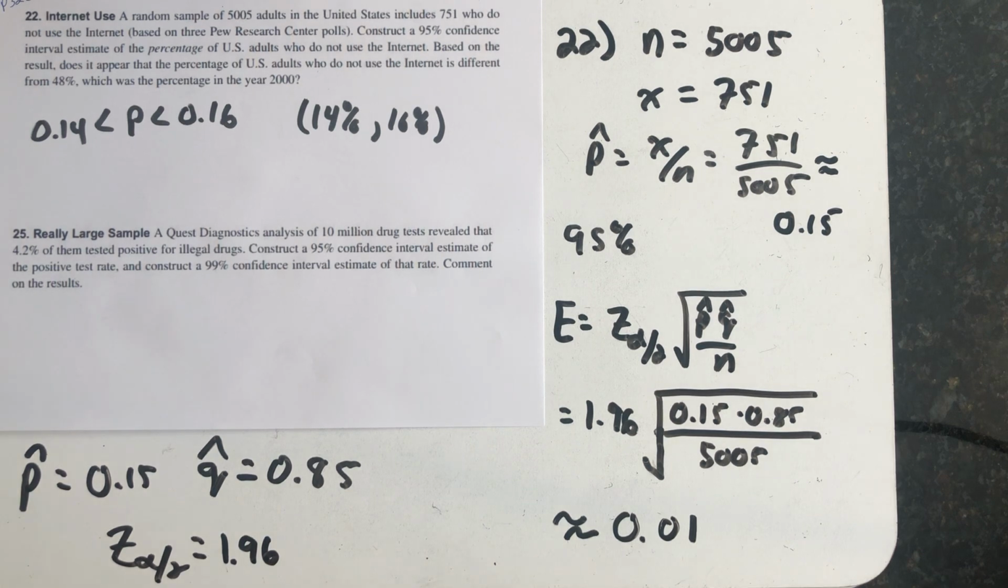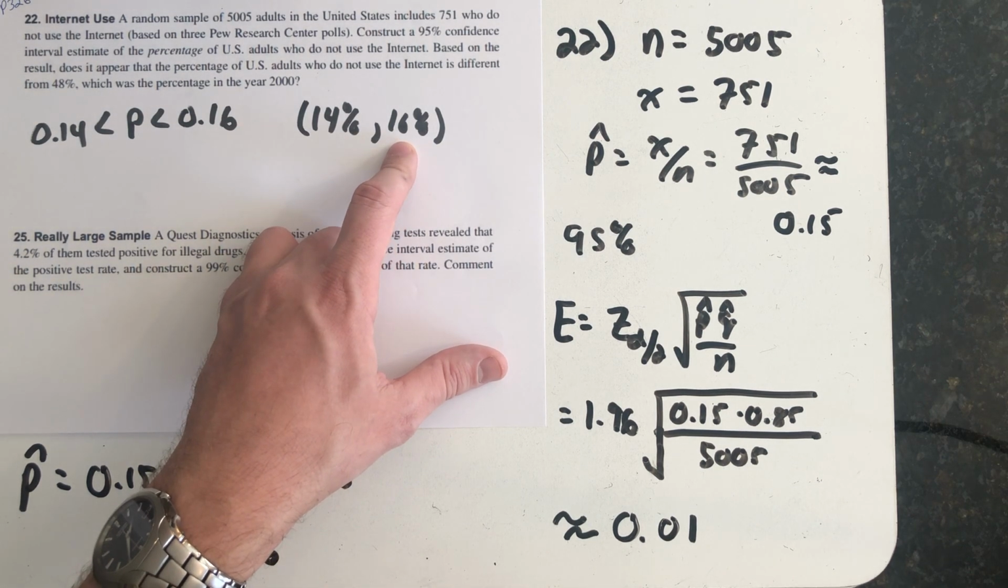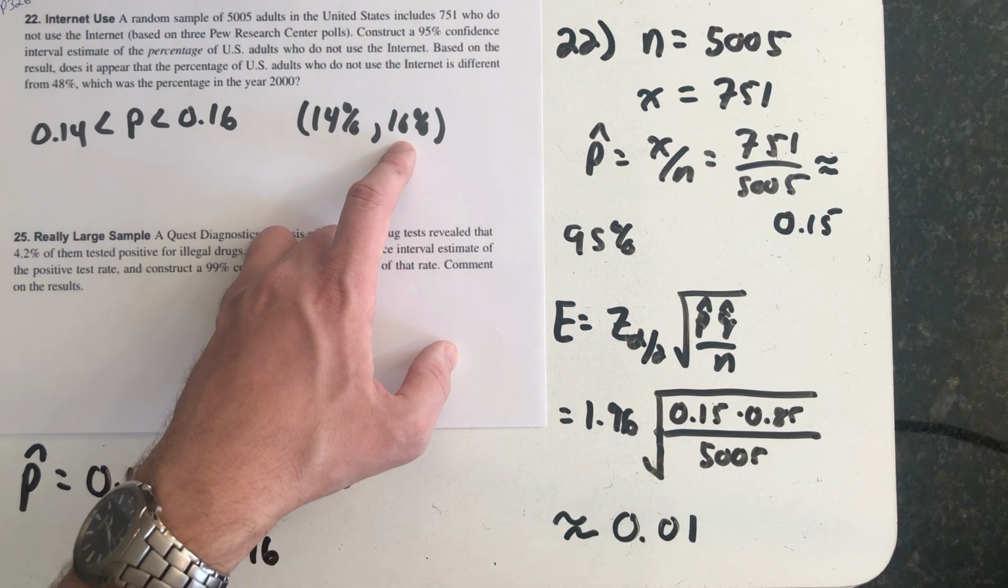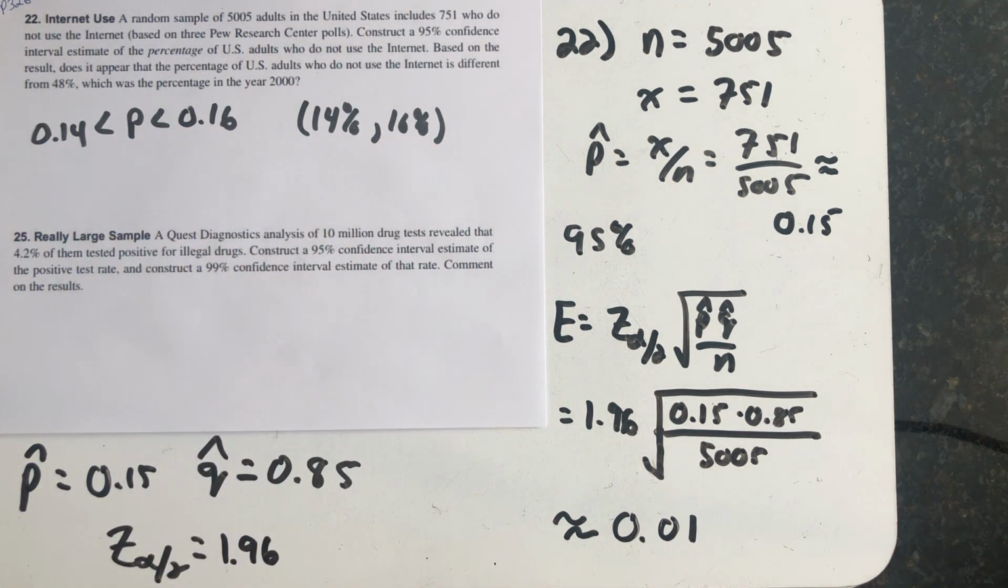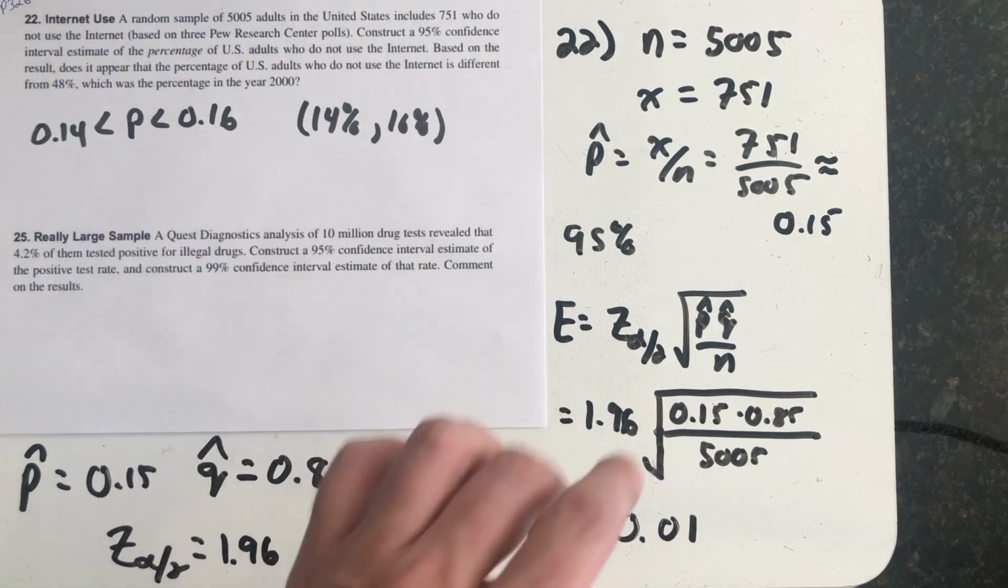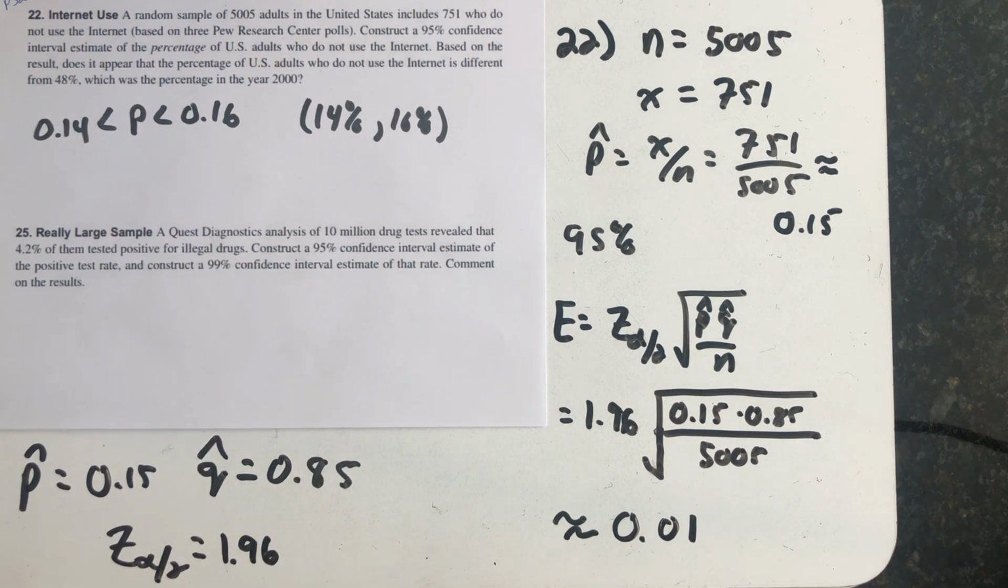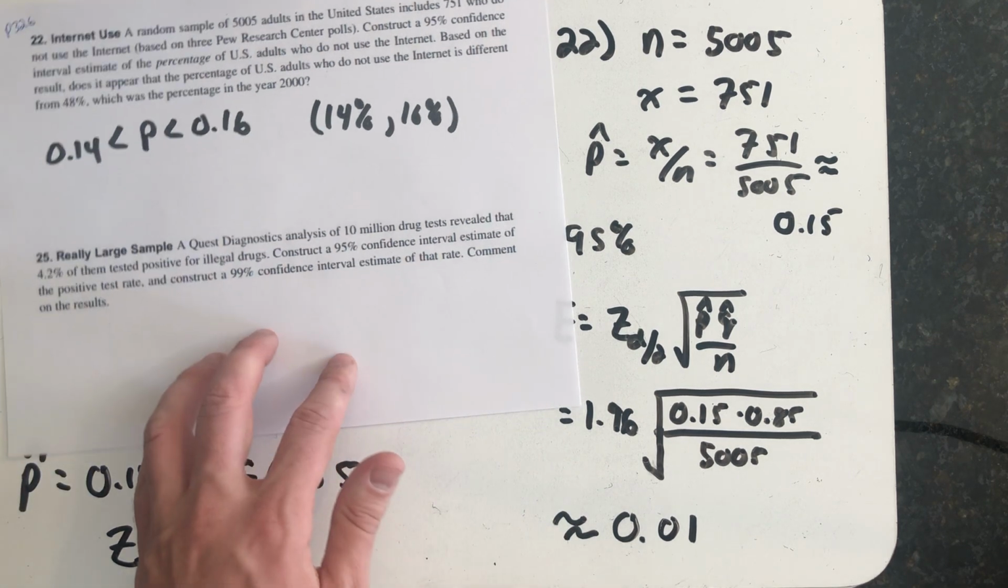That 21 years ago, 48% of the population said they did not use the internet. Well, even the upper limit of our 95% confidence interval does not include that this time. So here's my confidence interval for percentage rather than proportion, just by expressing those proportions as a percentage. All right, so that was number 22. In our next video, we're going to tackle number 25.